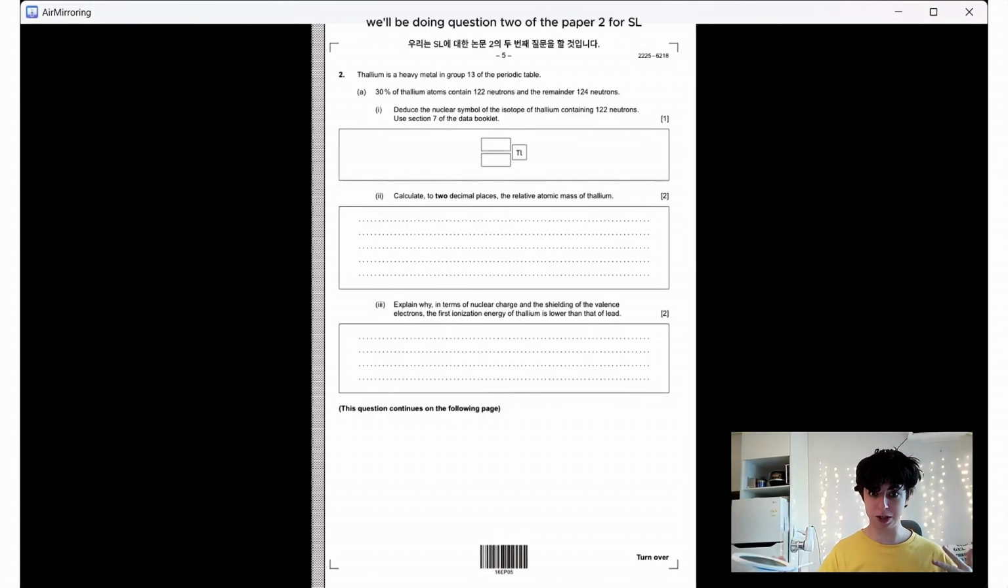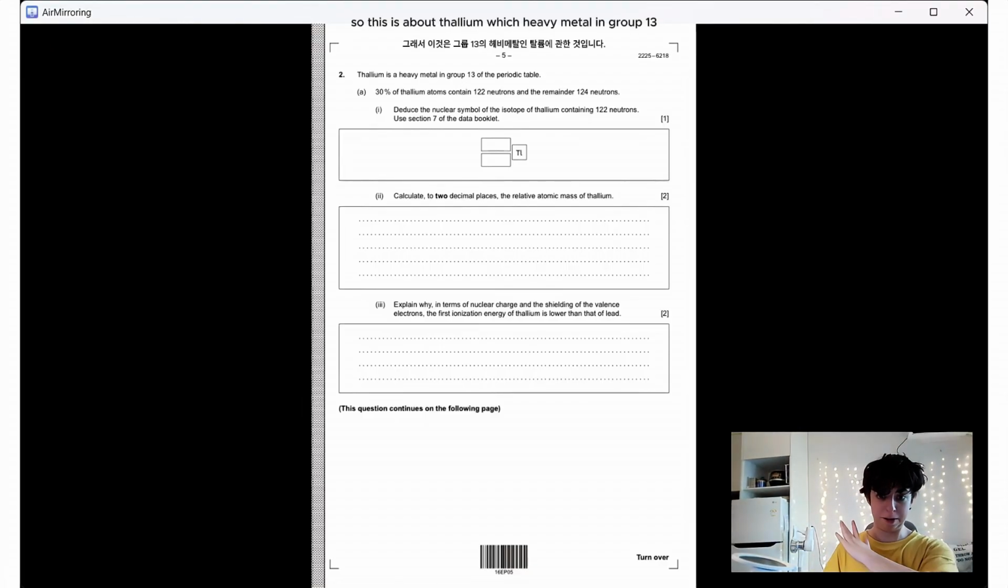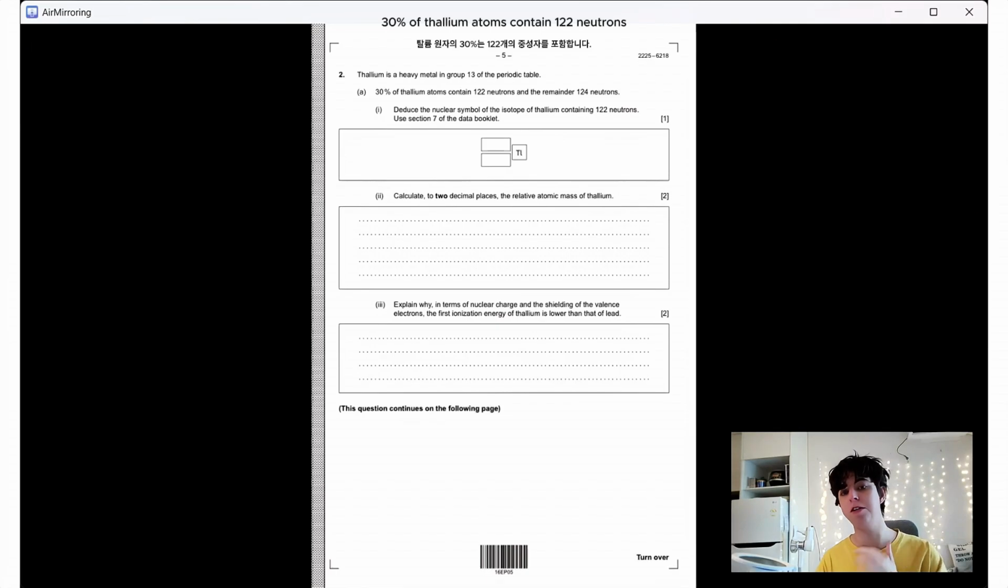In this video, we'll be doing question 2 of Paper 2 for SL, except HL also has it in common, so also watch this. This is about thallium, a heavy metal in group 13. Irrelevant, just background information, trivia if you will. So part A, we're starting off with that 30% of thallium atoms contain 122 neutrons and the remainder 124.